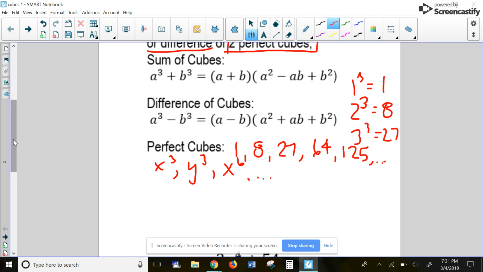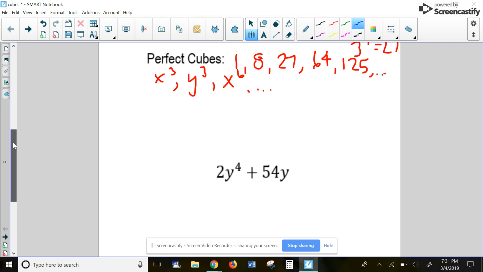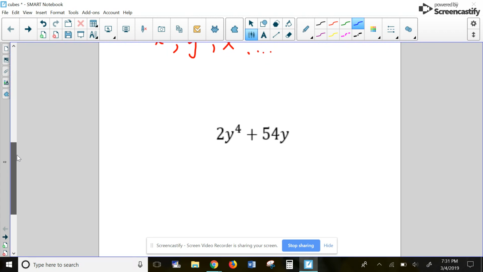Now notice up here we have 2 different formulas. So if it's the sum, we use this formula, right? If it's the difference, we use this formula. They look almost the same, except some of the additions and subtractions are in different spots. And no, you don't have to memorize those formulas at this point. Okay, so let's go ahead and see if we could factor this one.